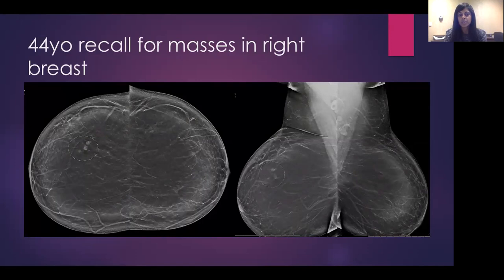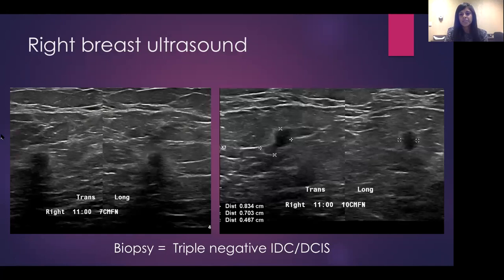So this is somebody with fatty breast tissue, and she has a couple of nodules in the upper outer quadrant, which are very visible despite the fact that they are quite small. She was a 44-year-old who underwent a screening mammogram. She came back for an ultrasound and had these abnormal masses in her right breast 11 o'clock location. She had a biopsy, and this turned out to be a triple negative invasive ductal carcinoma and ductal carcinoma in situ. So this is basically a case where we see screening mammography detecting a very aggressive cancer while it's still small.